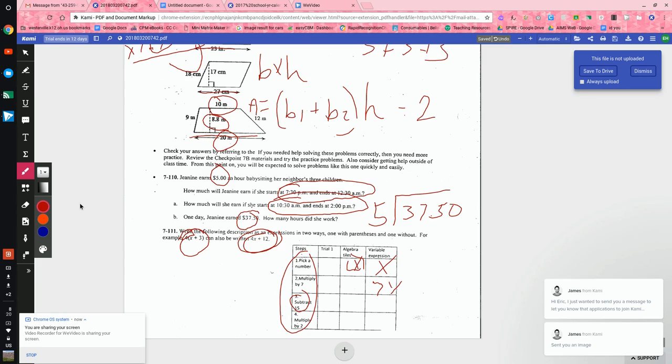So again, pretty quick homework. The base times heights, the areas and perimeters take you the longest. Any questions, just ask us in class. That's what we're here for.